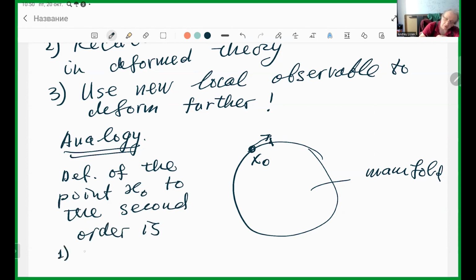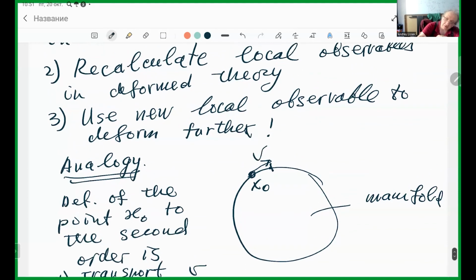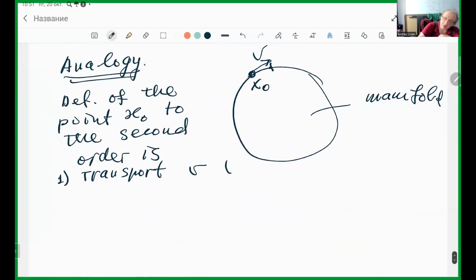We need to transport v to the point x naught plus v.